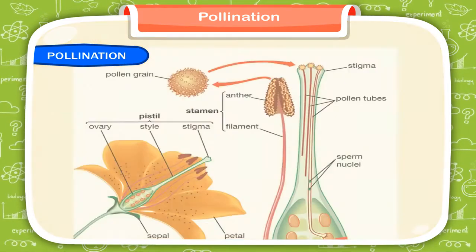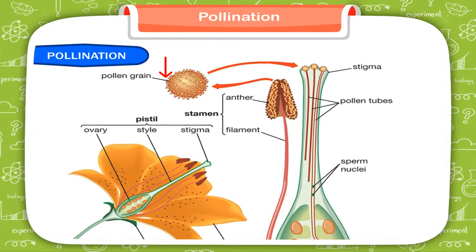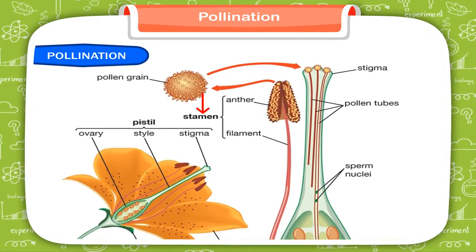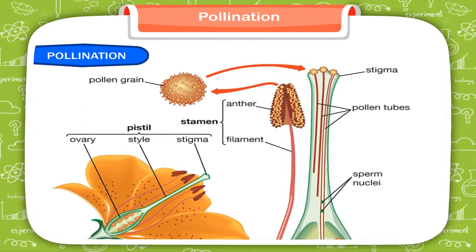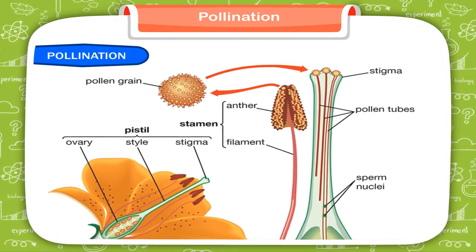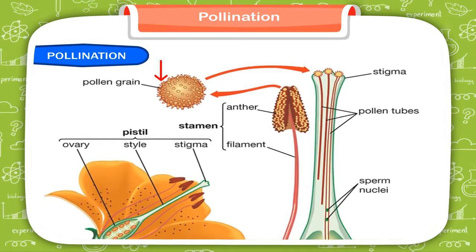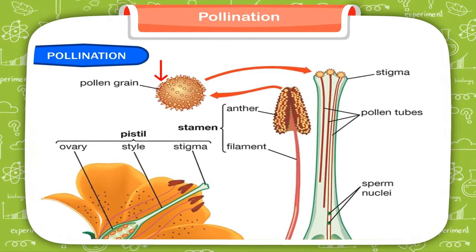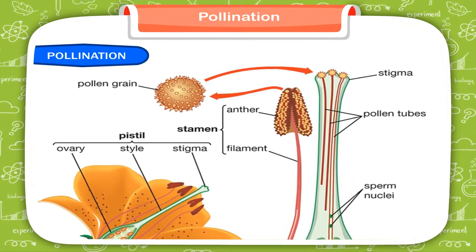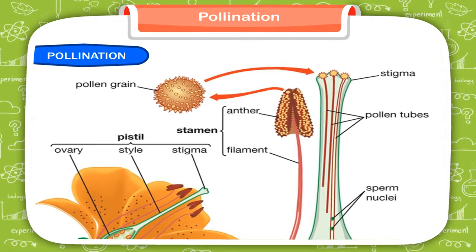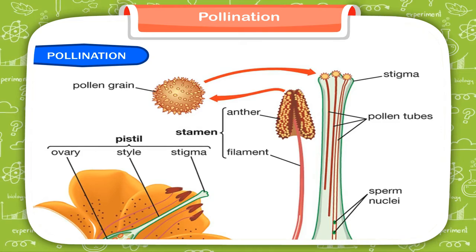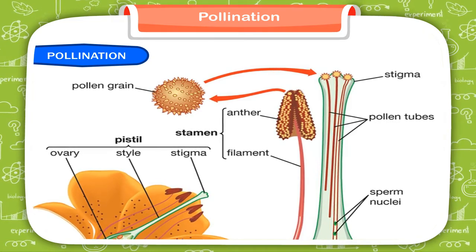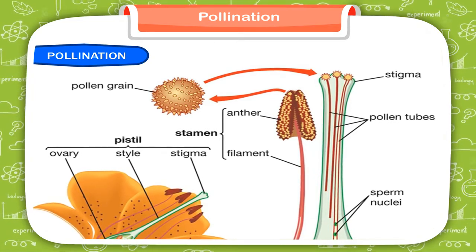Pollination. Pollen grains are produced in the anther of the stamen and ovules are formed in the ovary of the gynoecium. Pollen grains represent the male sex cells, gametes, and ovules the female sex cells. Pollination is the process of pollen transfer from anther to stigma of the same flower or another flower.